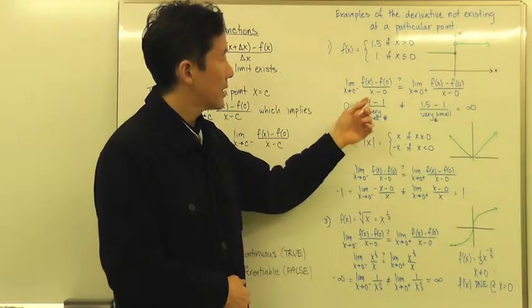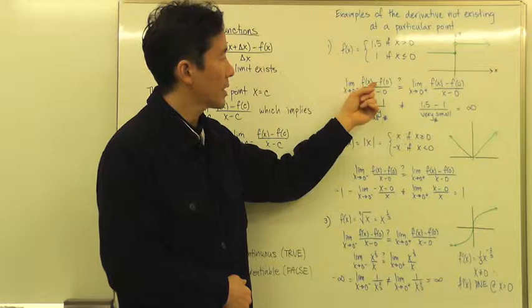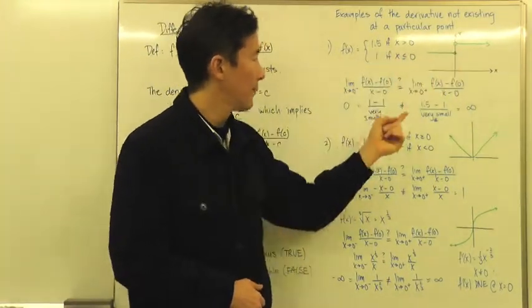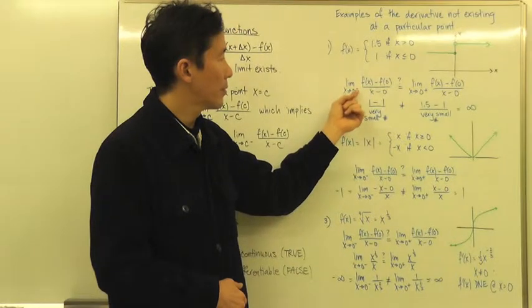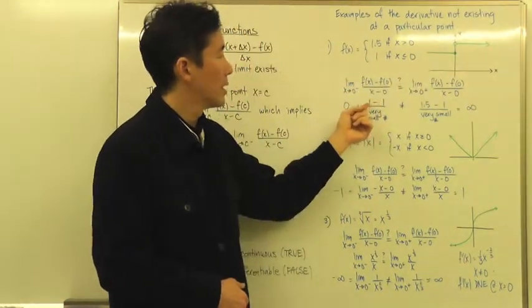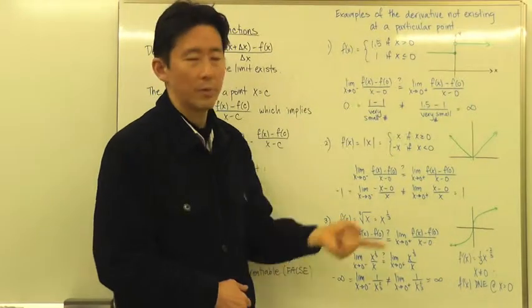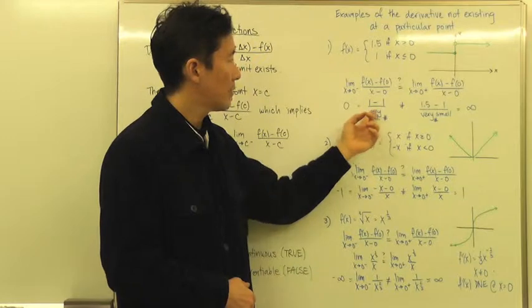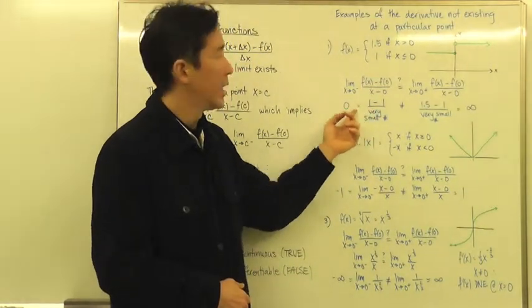Now if I substitute f of x and f of 0, notice that f of 0 is equal to 1, and f of x as we approach from the left is also equal to 1. So I'm going to have 1 minus 1, which is of course 0, and 0 divided by any small negative value is still going to be 0.